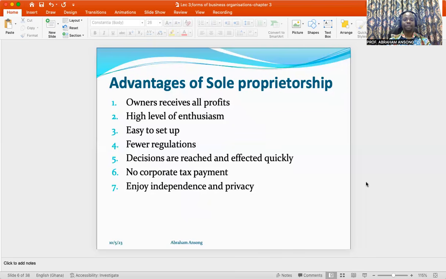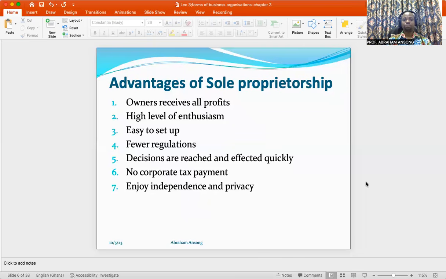Then the last point is you enjoy independence and privacy if you choose the path of sole proprietorship. So if you choose to set up a business all alone, not going into forming a partnership or setting up a company, then you can enjoy some form of independence and privacy.